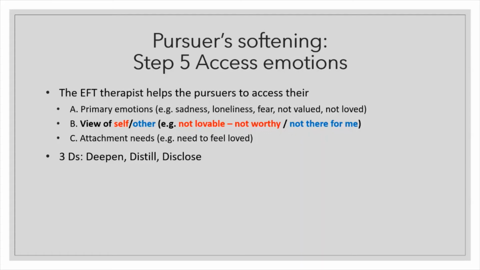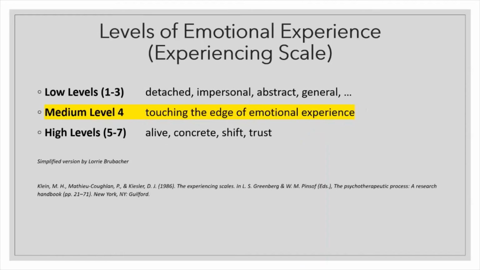The 3 Ds that we talked about a lot in EFT: the deepening, the distill, the disclose, the deepening of the emotion, which are to help people be more in touch with that emotion. We want them to go from the cognitive to the deeper aspect. So let me quickly show you the next slide just to highlight it. I don't know how many of you have come across this yet. We have this thing called the experiencing scale, right? In terms of the level of emotional experience in EFT. This is a simpler version of it, okay?